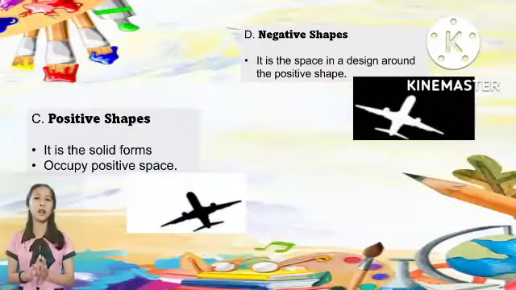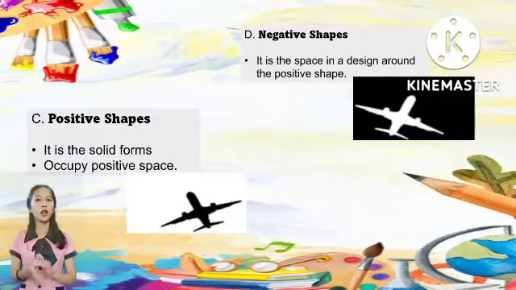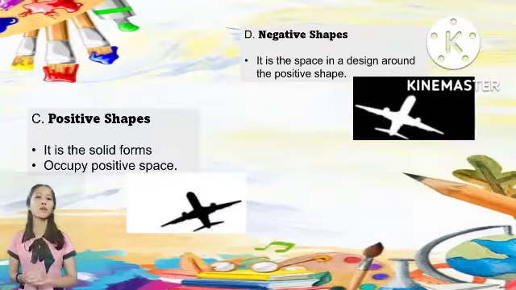Now let's have positive shapes. These are the solid forms that occupy space. Here, the positive space is marked by black. A negative shape is the space in the design around the positive shape. The negative space is marked by black.